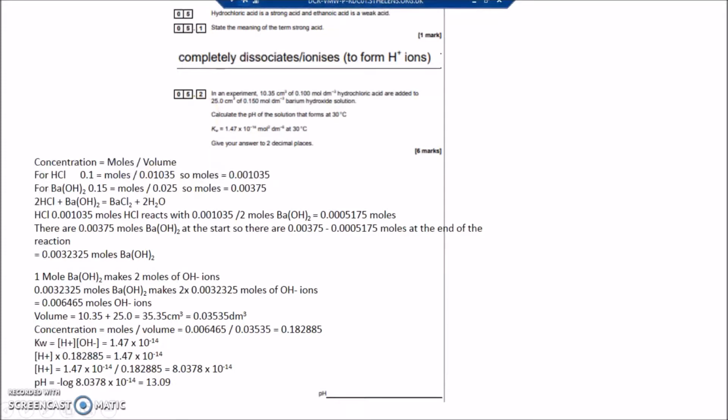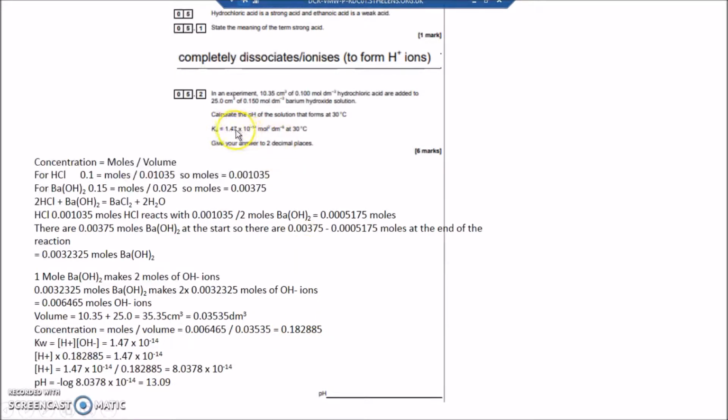Now the volume, when I add the 2 volumes together, the 10.35 and the 25, it's going to equal 35.35 centimetre cubed. I divide by 1,000 to get into decimetre cubed, because from a small unit into a larger unit you divide by 1,000. And so concentration is moles divided by volume. So we've got the number of moles of OH minus, we've got its volume, we've got the concentration.